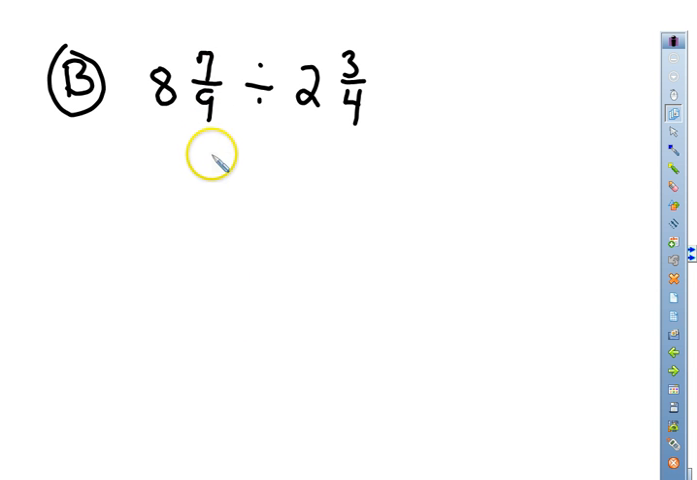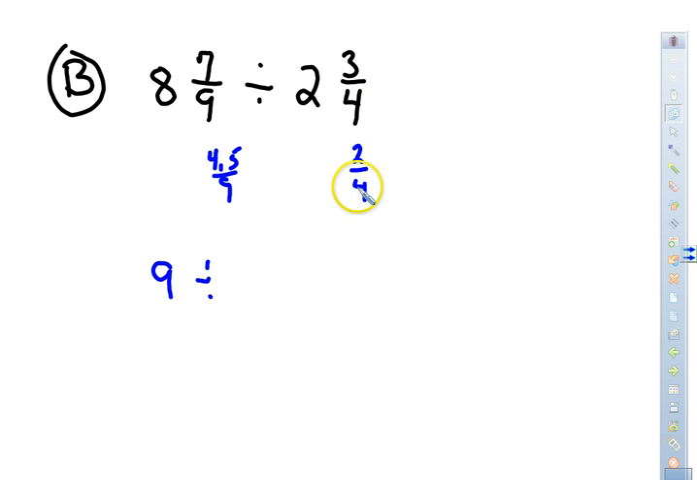Alright, well, half of 9, again, is 4.5. So 7 is larger than my 4.5, so this 8 is going to round to a 9. It's divided by, and then half of 4 would be 2/4, and 3 is larger than that, so my 2 will round to a 3, and 9 divided by 3 is 3, so 3 is my answer.